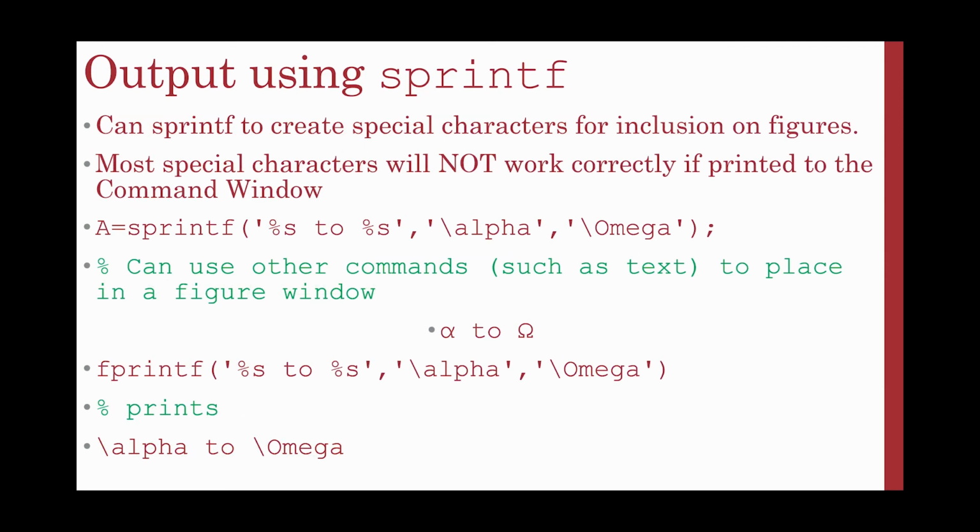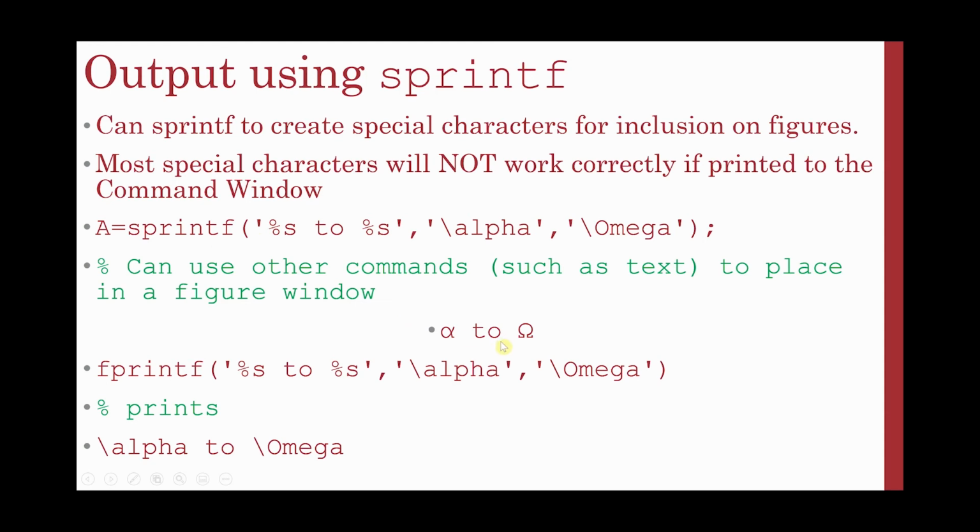It can create special characters for inclusion on figures. Most special characters will not work correctly if printed in the command window. So if I want to get alpha and omega to print, I can use my sprintf command, start my text string %s to %s, close my text string, and then put in the variables that I would like to have one after another separated by commas, the first one being alpha. Going \alpha will create the Greek letter alpha, and doing \omega with a capital will create a capital omega.